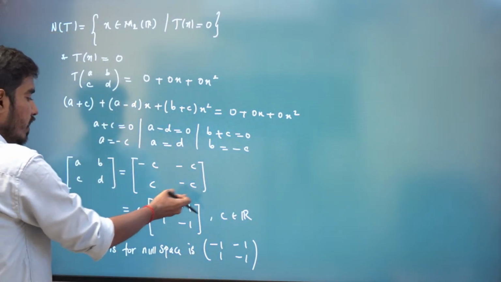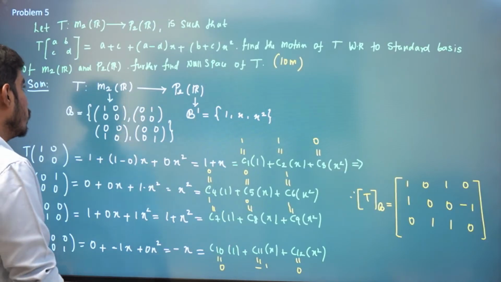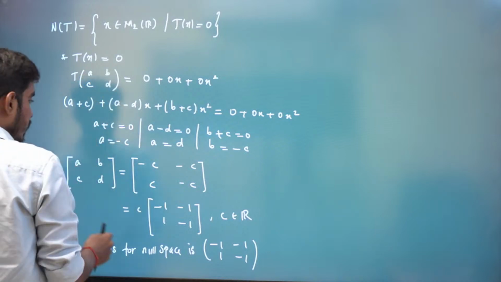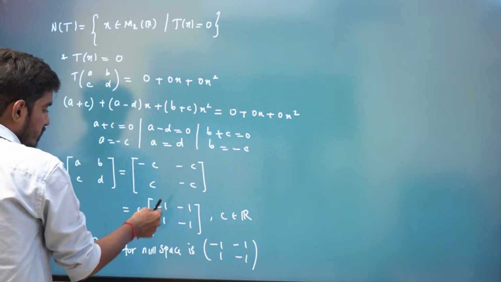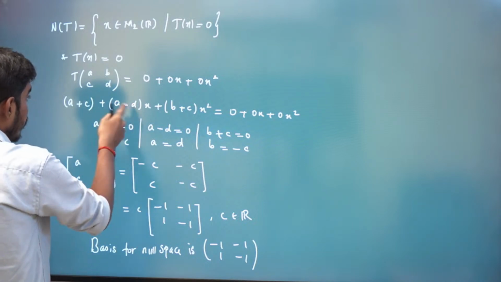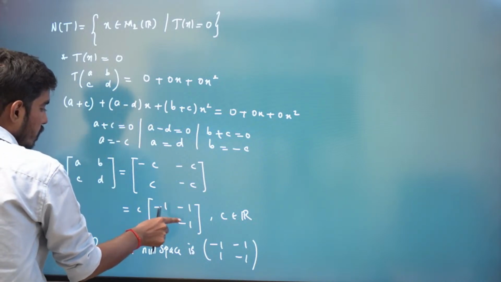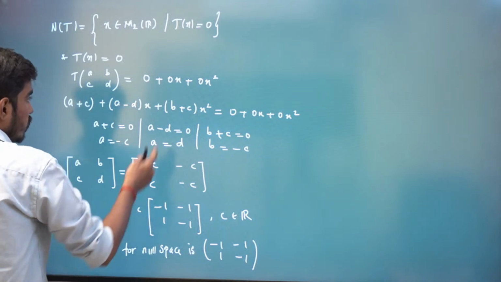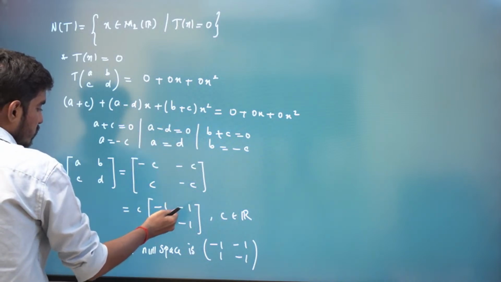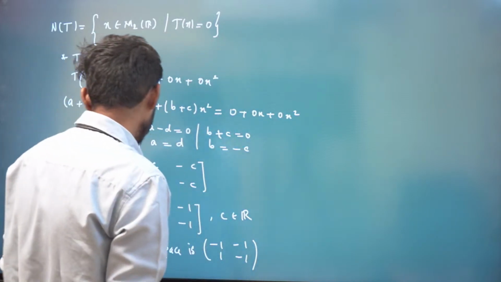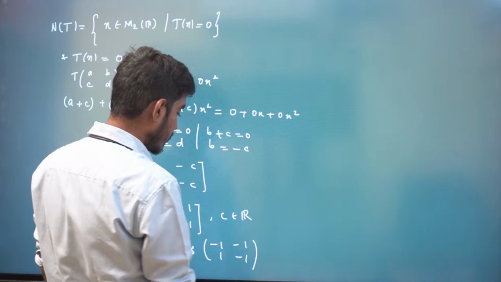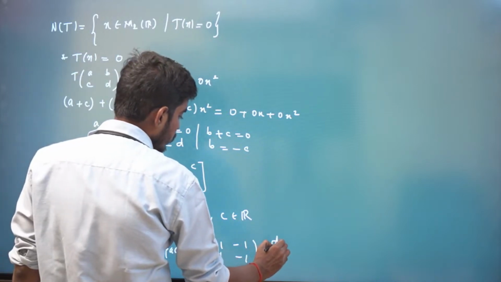You just take this matrix minus 1 minus 1 1 minus 1. What is the operator? A plus c. A plus c is 0. A minus d, again 0. B plus c is 0. So it still maps to the zero vector of P2 of R. So the basis for the null space is given by minus 1 minus 1 1 minus 1, and the dimension is what?